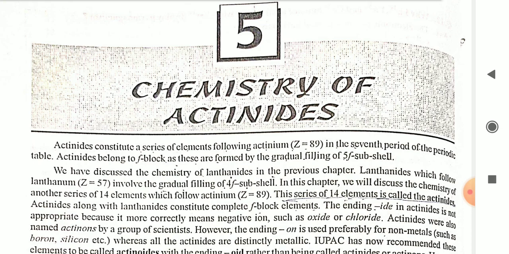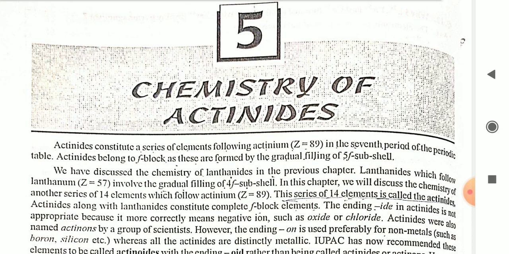In this chapter, we will discuss the chemistry of another series of 14 elements which follow actinium, Z equal to 89. This series of 14 elements is called actinides. Actinides, along with lanthanides, constitute the complete f block elements. The ending "ide" in actinides is not appropriate because it is more correctly used for negative ions such as oxide or chloride.